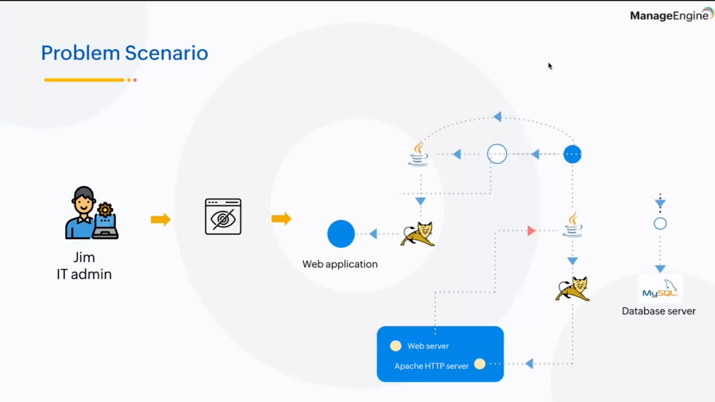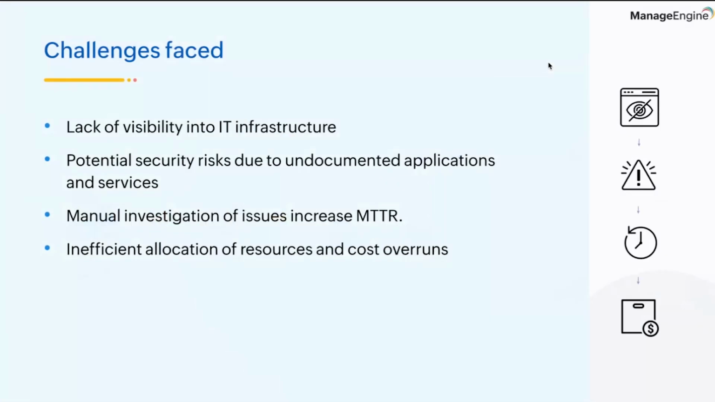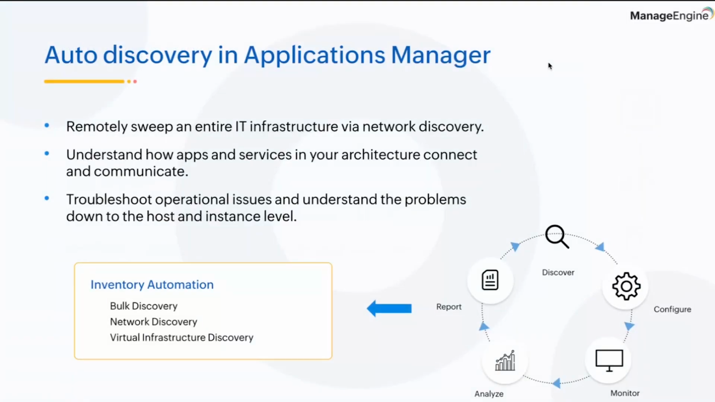Now, how can you effectively prevent this? To effectively prevent this, Applications Manager can discover all the servers, services, and applications that are running within your infrastructure. To discover resources across IT infrastructure, three methods can be used. The first one is bulk discovery, followed by network discovery, followed by virtual infrastructure discovery.